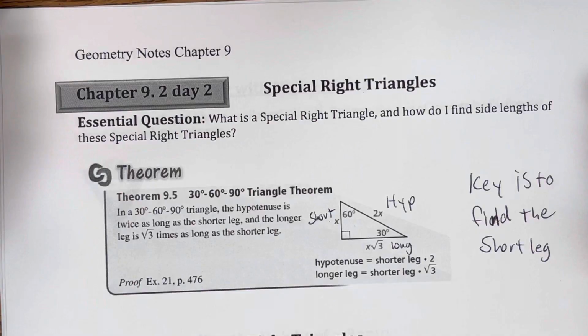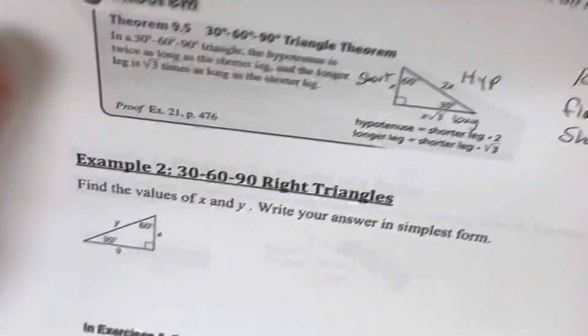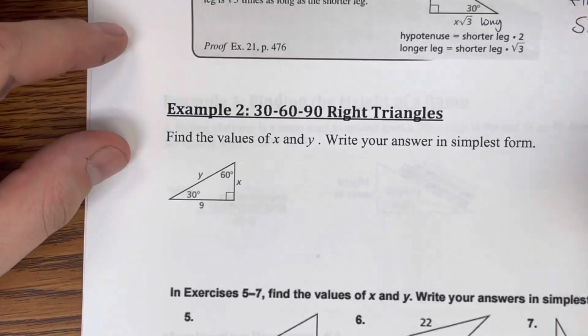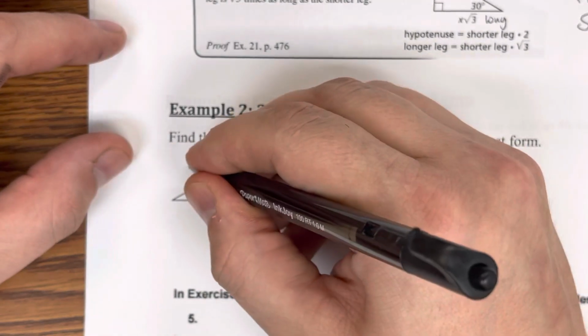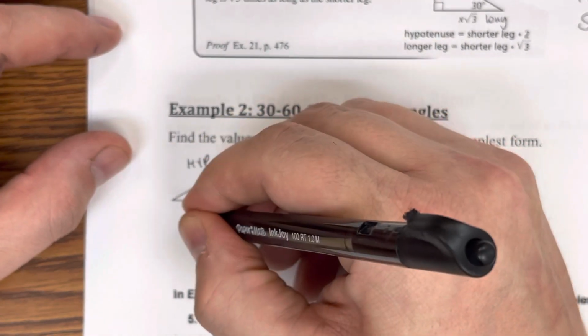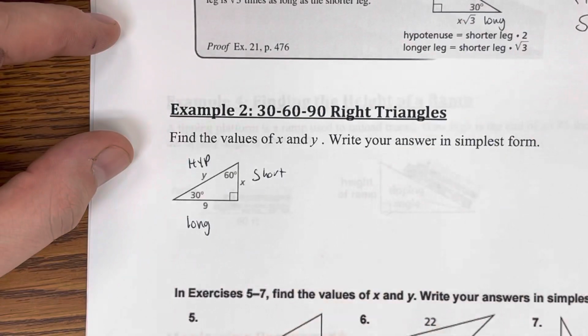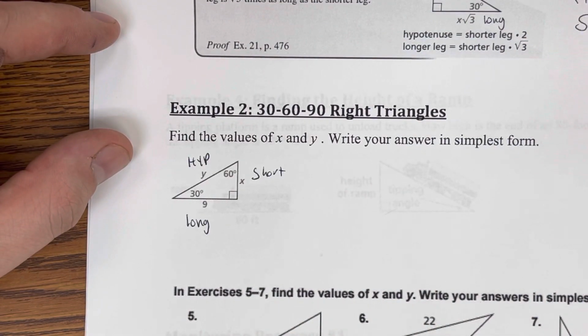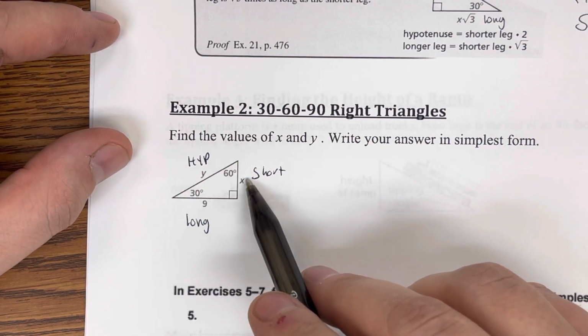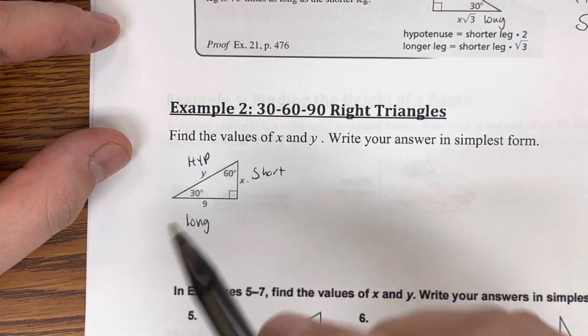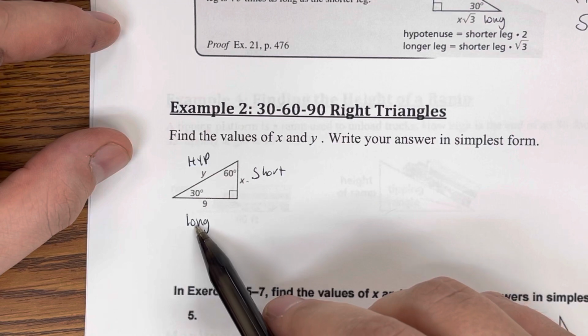So the first example's a tough one, all right? What I'm going to do here is label in the pieces. X is the short, Y is the hypotenuse, and it looks like 9 is the long. I'm keeping this in simplest radical form. So in this case, I'm working to find the short leg first. Always find the short leg first.